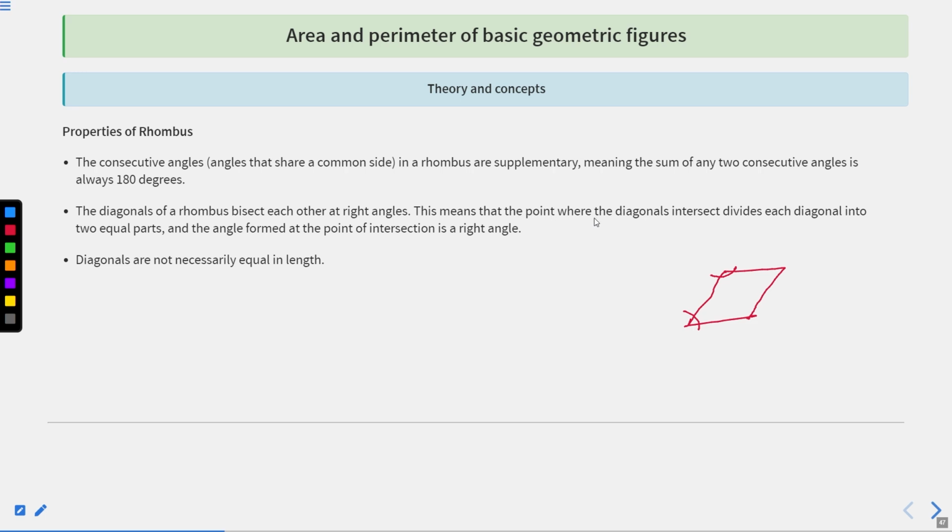The diagonals of a rhombus bisect each other at right angles. This means that the point where the diagonals intersect divides each diagonal into two equal parts, and the angle formed at the point of intersection is a right angle. And the diagonals are not necessarily equal in length. So this may differentiate a square from a rhombus: the lengths of the diagonals are not the same. The length of this diagonal and this diagonal is not the same.